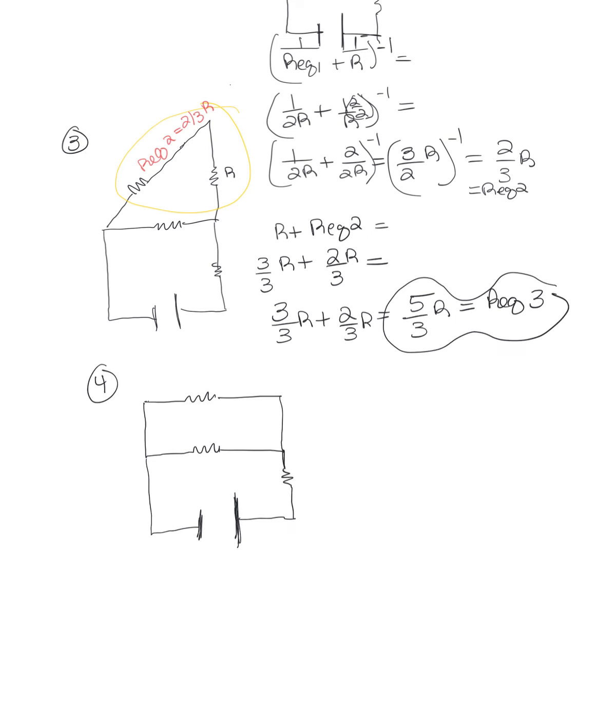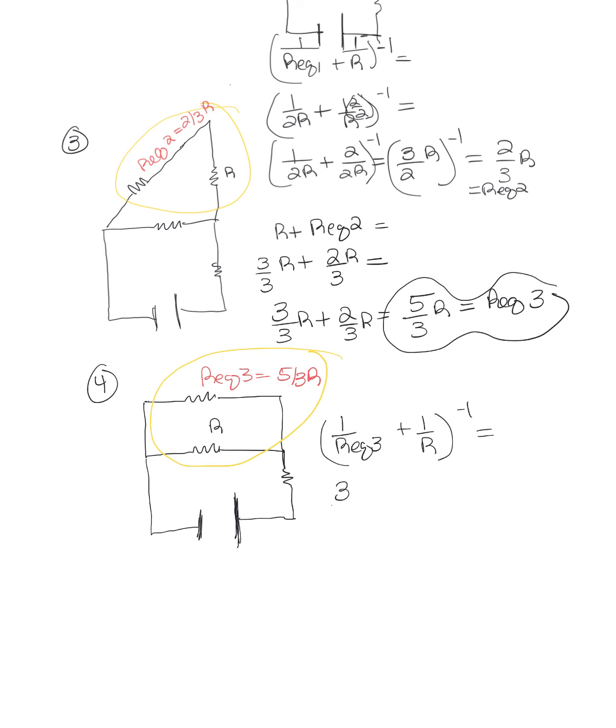Okay, so R, EQ3. Let me do that in red. Okay, and then we have this value of R. So now we're going to take care of these two pieces. And so we have, these are in parallel, so it's going to be 1/REQ3 plus 1/R, taking the reciprocal of that.